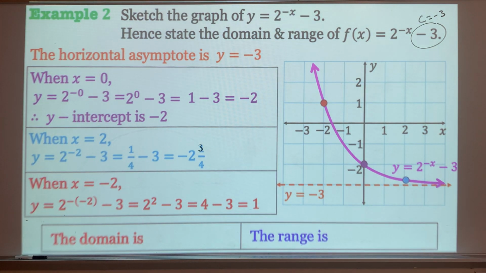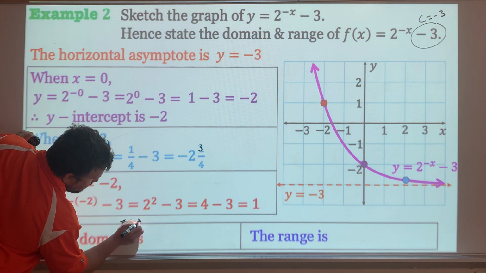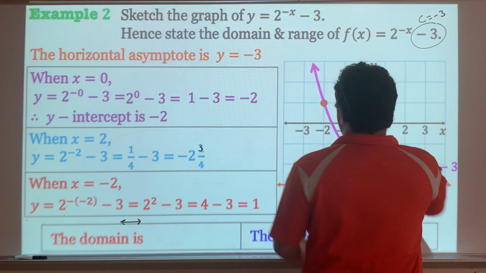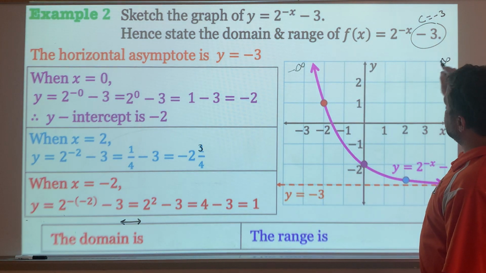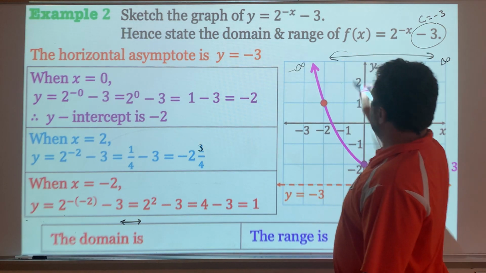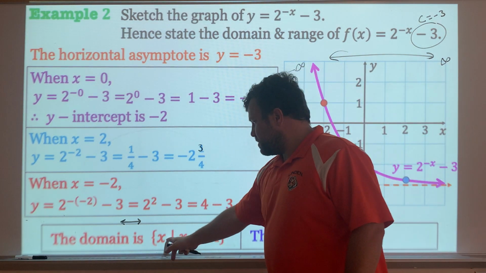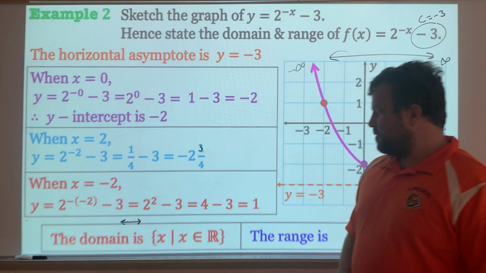Domain. What's the domain? Domain, remember, is the x values, left to right. So let's see, this goes which way? Negative infinity this way, goes to infinity this way, right? That's our domain. So our domain is all real numbers. Remember, x is the set of all real numbers.